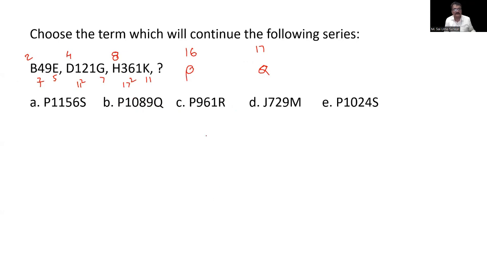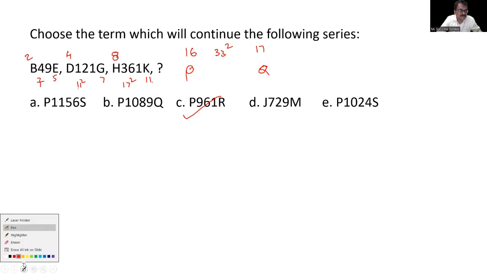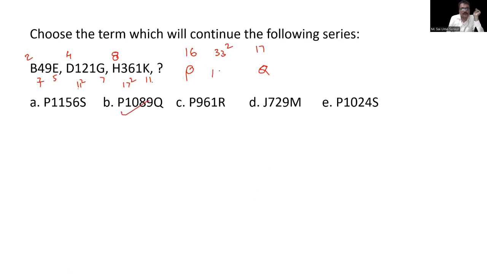How to get that one? 2 plus 5 is equal to 7. 4 plus 7 is equal to 11. 6 plus 11 equal to 17. 16 plus 17. What is 16 plus 17? That is equal to 33 square. Okay. What is 33 square? That is equal to 1089. So what is the answer? Answer is P1089Q, which is the required answer.